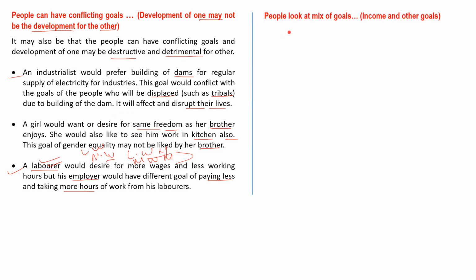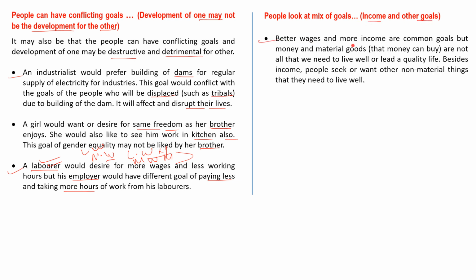People look at a mix of goals. That is, there are other goals other than income. Better wages and more income are common goals. No doubt that people want more income. If a laborer or wage earner, then he or she will want more wages. But money and material goods, meaning those goods which can be bought with the help of money, are not all that we need to live well or lead a quality life.